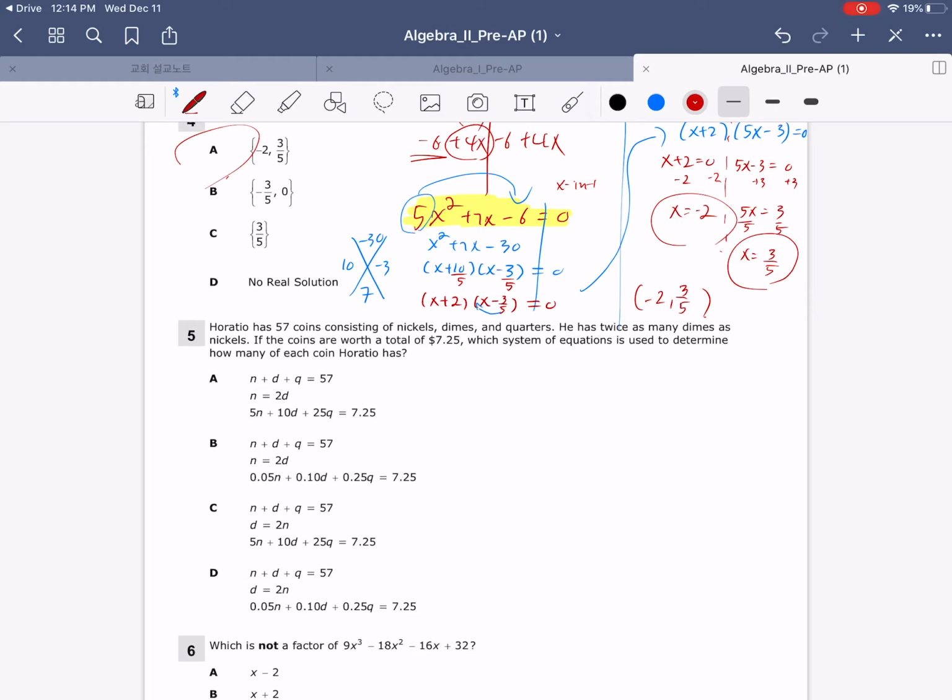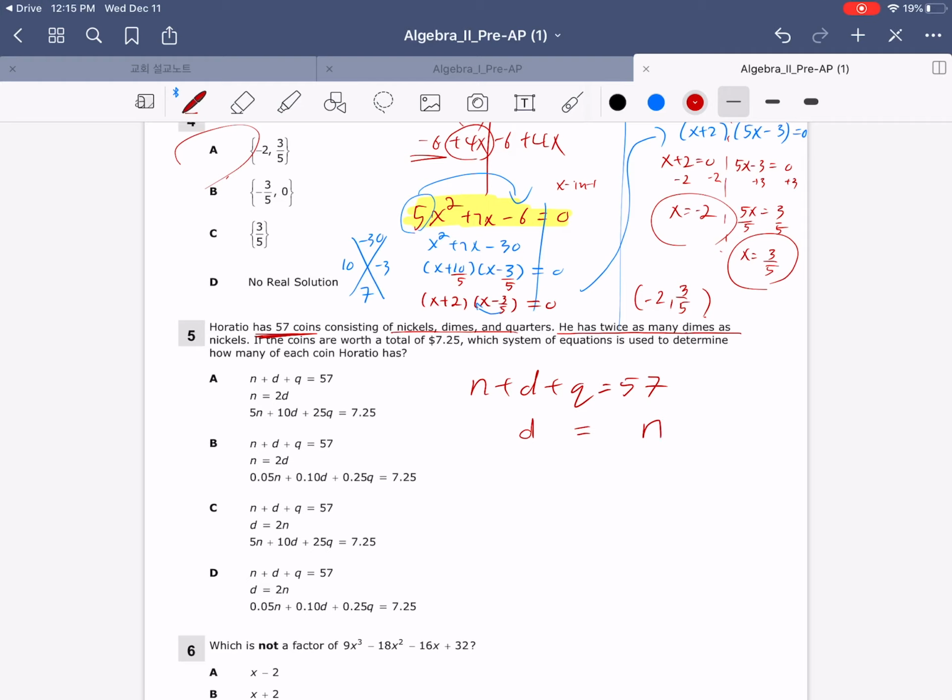Right, question number 5. Well, it's a typical money question with nickels, dimes, and quarters. And he has how many coins altogether? 57 coins together. So the first one is going to be obviously N plus D plus Q is equal to 57. I believe no one will question about this one. And he has twice as many dimes as nickels. So he has more dimes than nickels, right? So let's put dimes and nickels first.